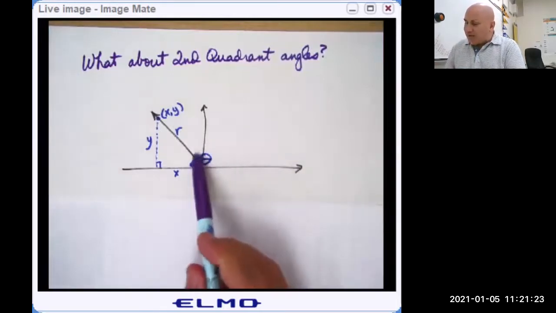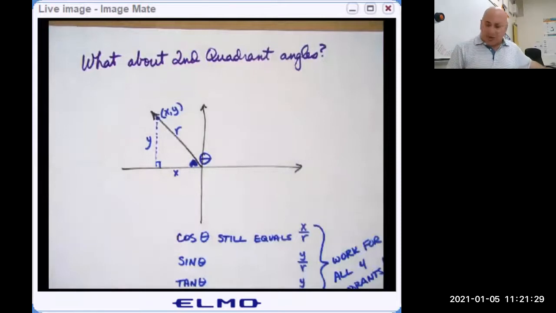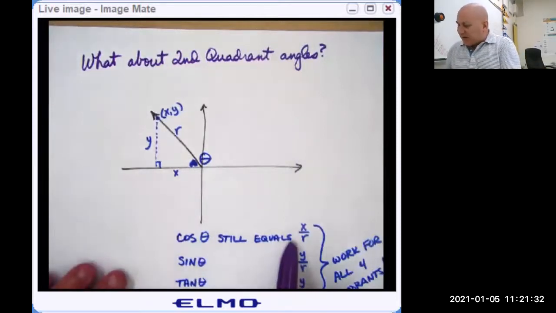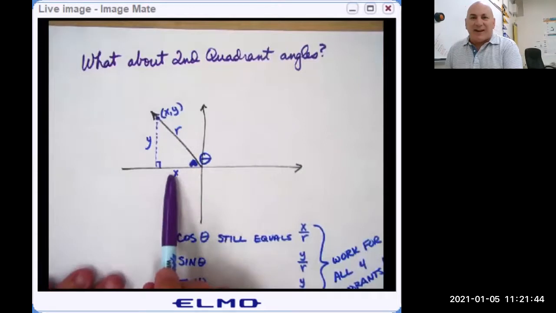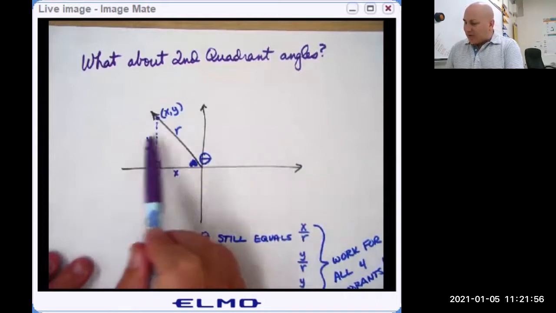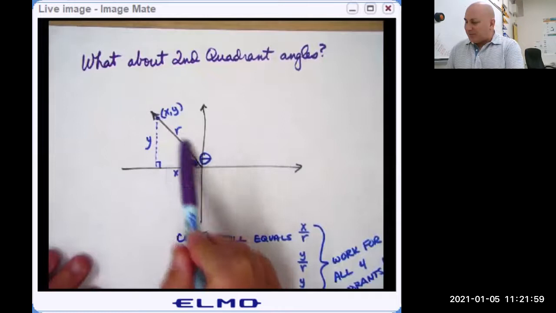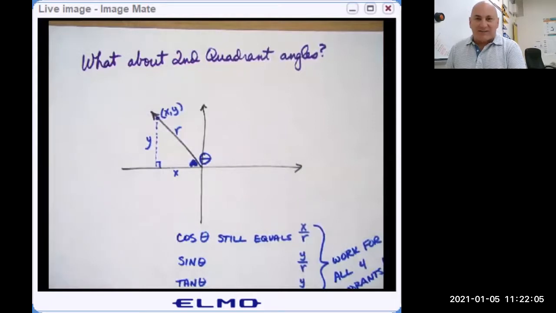Well, what is cosine of this angle? It turns out that the ratios still apply. Cosine theta still equals x over r. You could see where it would come from the triangle. It would kind of be adjacent over hypotenuse, even though you can't have a negative side of a triangle, but the idea is still x over r. So cosine is an x value. Sine theta is still y, opposite over hypotenuse. So it's still y over r, and tangent is still y over x.